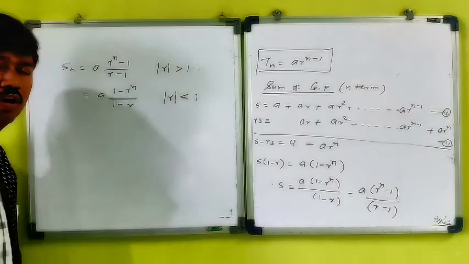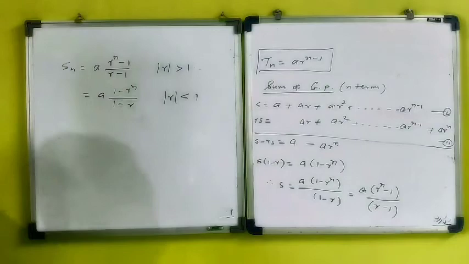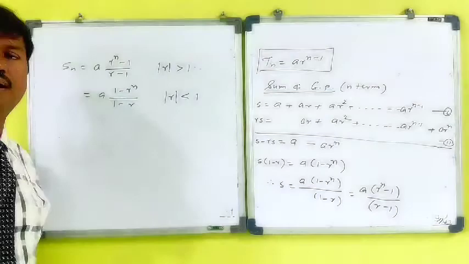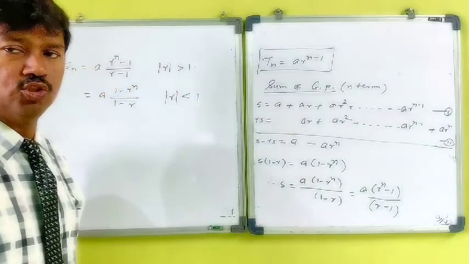So here it's very simple. When the mod of the ratio, the mod of R, is greater than 1, we use this formula: a(r^n minus 1) upon r minus 1. This is a formula to find the sum of n terms in a geometric progression.